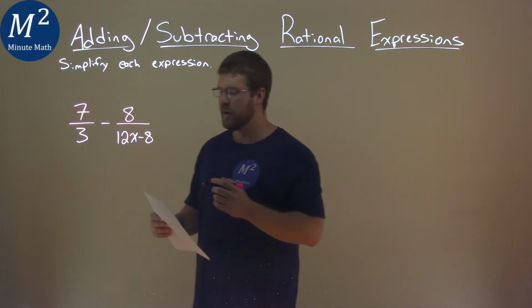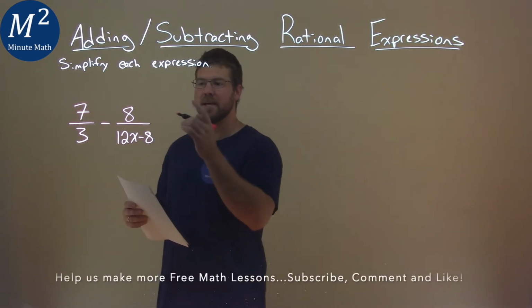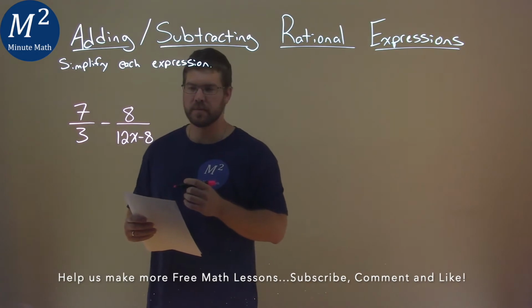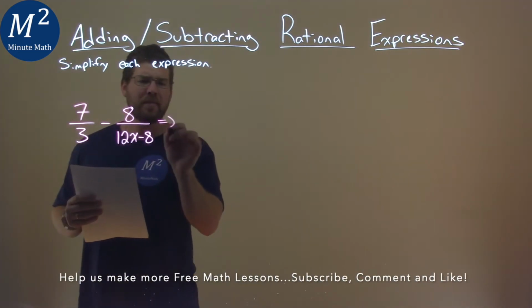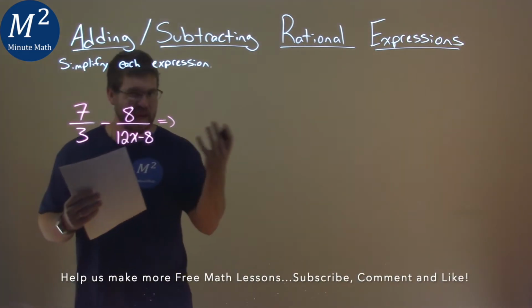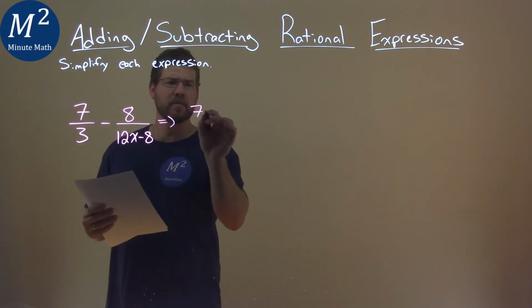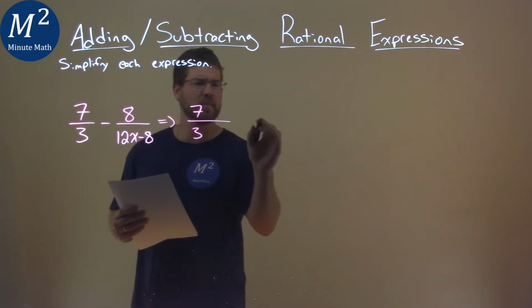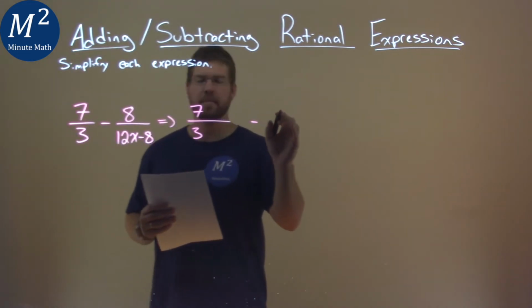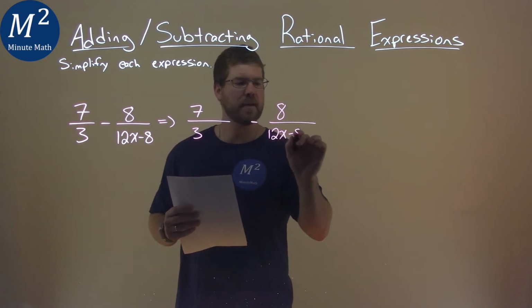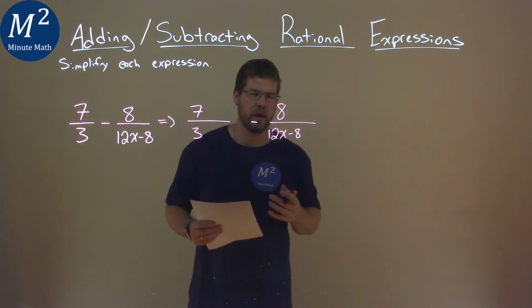We're given this problem right here, 7/3 minus 8 over 12x minus 8, and we have to simplify this expression. Well, we know we have to have the same denominator to add these fractions together. So I'm going to rewrite this 7/3 like this, give us some space, subtracted by 8 over 12x minus 8. But how do we have the same denominator?